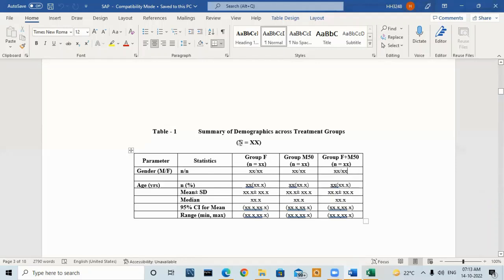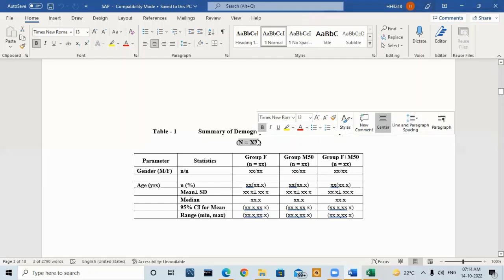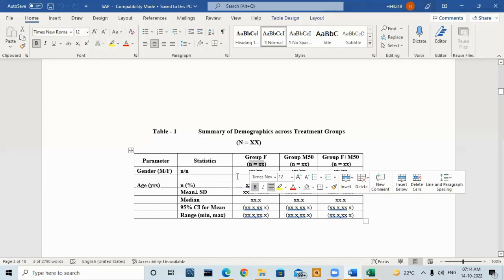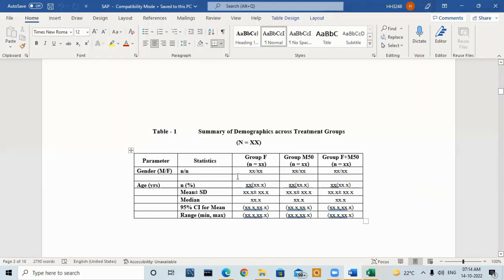Okay. Now yes, here, one more capital N is there. What does the capital N mean? Total number of subjects. Capital N means total number. And here small n means what? In this bracket, small n means number of subjects in group F. What is the small n value here?